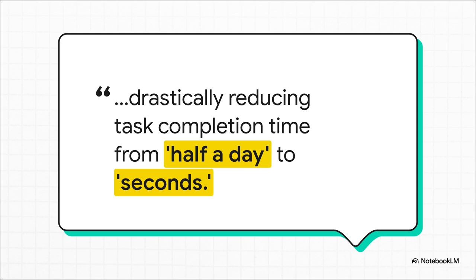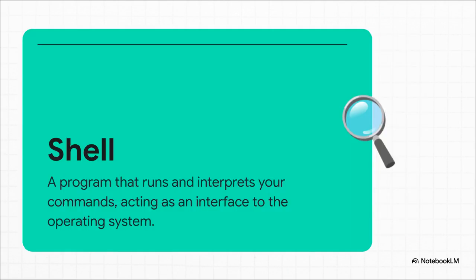So how on earth do we do it? Let's meet the tools of the trade. First up, you've got the shell. The easiest way to think about the shell is that it's the engine. It's the program that's always running in the background, just waiting to take the commands you type and make the computer actually do them. It's the interpreter.